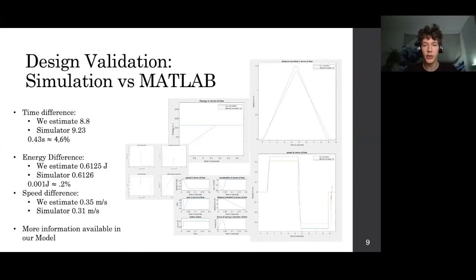Furthermore, we wanted to compare the simulation results with our own MATLAB code. We had a small 370 millisecond difference regarding time and a 0.2% energy difference. The simulated speed was 0.04 meters per second different to our expected value. These are all small differences, which leads us to believe that our own code is a suitable model. Yet we know that our model provides us with vastly more information, such as RPM, impact forces, and acceleration.